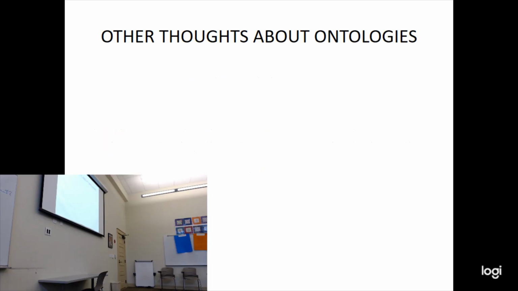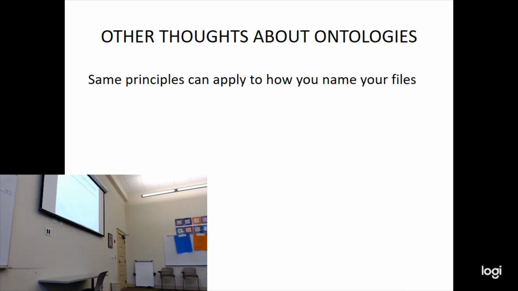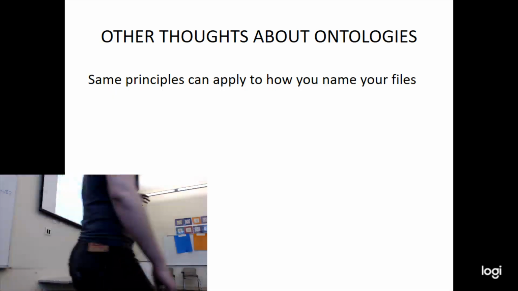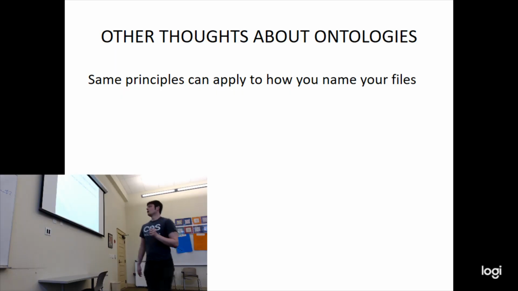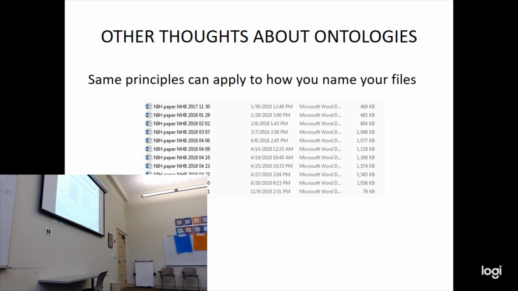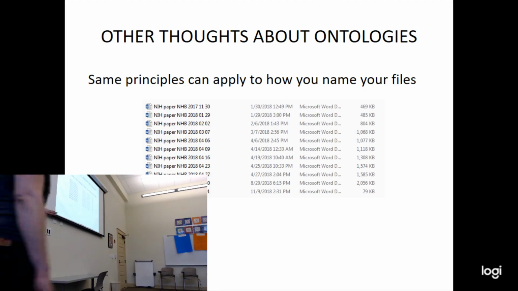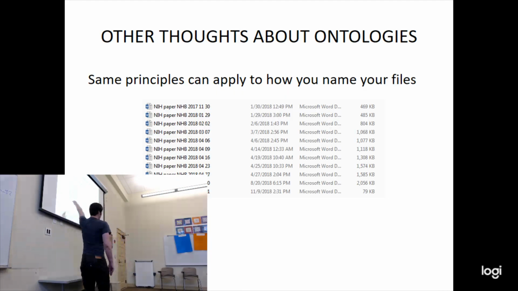A few other thoughts about variable naming systems. So I've been talking about ontologies as a way of naming variables in data sets, but that big picture concept of an ontology applies to anything, including how you name your files. I'd shown this screenshot before of one way of storing multiple versions of the paper as I'm going through the revision process.